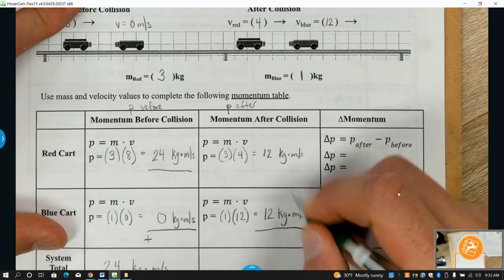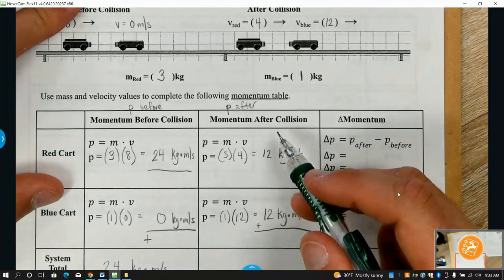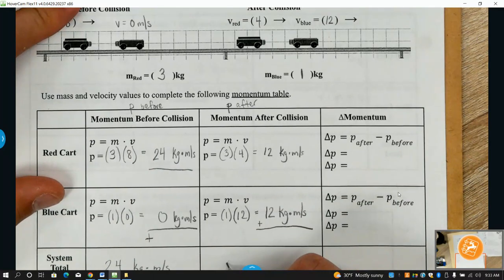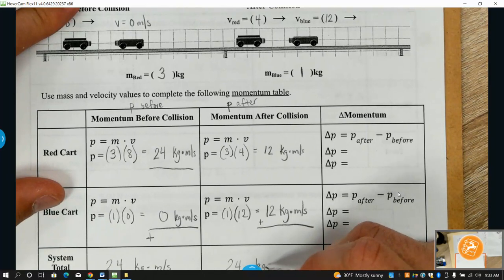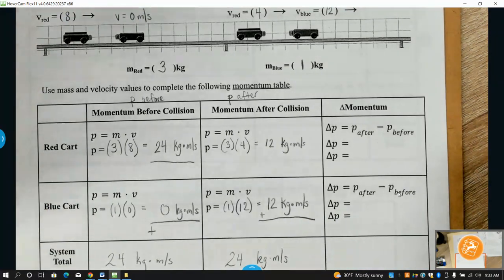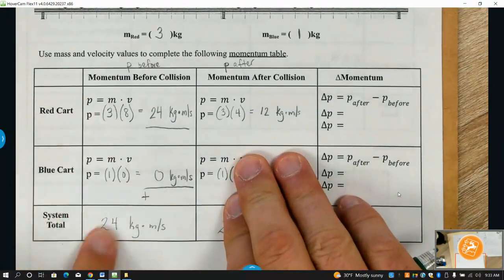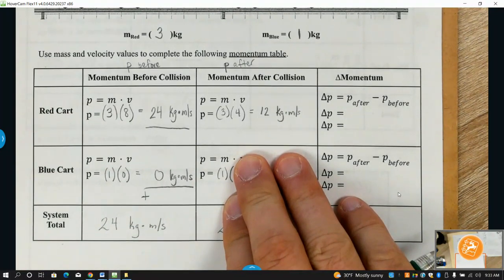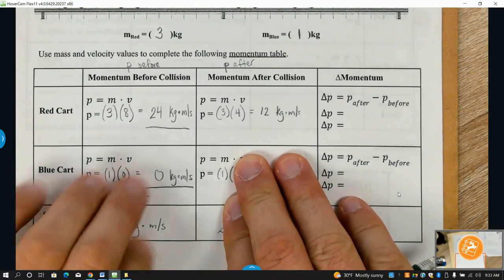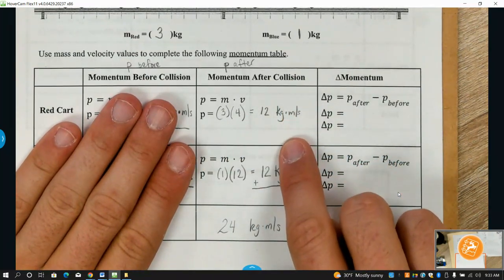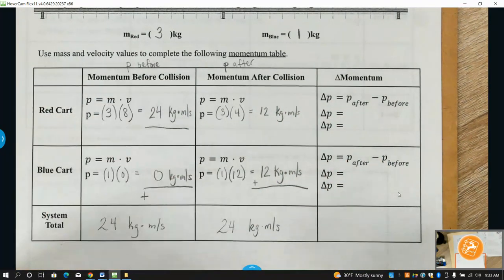Same idea, we're going to add the two up. What's 12 plus 12? 24. Okay, so cool. Let me ask you this. What was my total momentum of the red and blue car before they collided? 24. What is the momentum of the red and blue car after they collide? 24. Did that change? No. So that means momentum was conserved. Momentum wasn't changed on us.